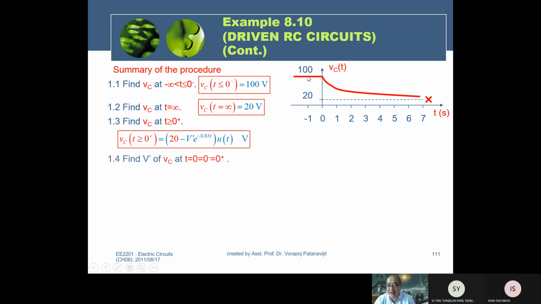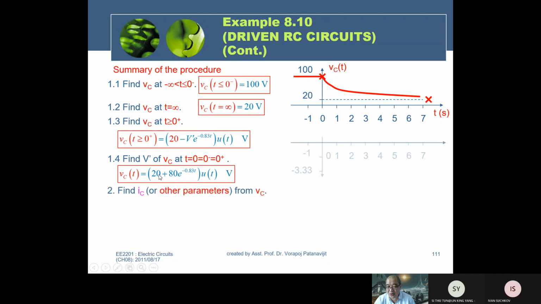For time less than 0, VC equals 100. For time greater than 0, it equals 20 minus V e power minus 0.8 t. They are equal at time equal to 0. You can conclude that the initial condition, the constant that you would like to find, equals 80.